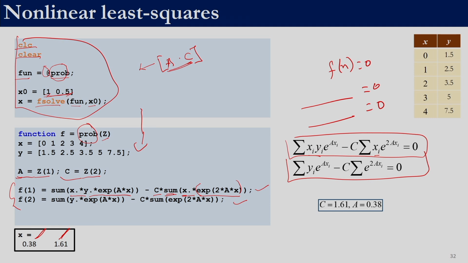Since we had used this convention that the first value is a, the second value is c, a is equal to 0.38 and c is equal to 1.61. Those of you who do not know MATLAB, maybe you may not be comfortable with this part, but that is fine. The rest of the discussion is not going to be dependent on this one. So, it is totally fine if you have not got this MATLAB section.